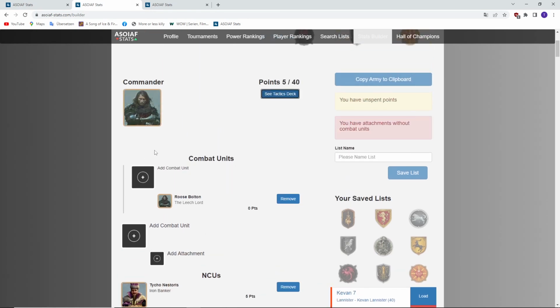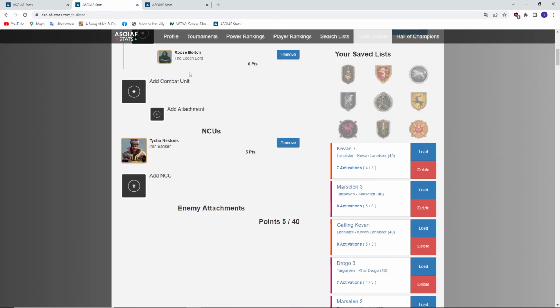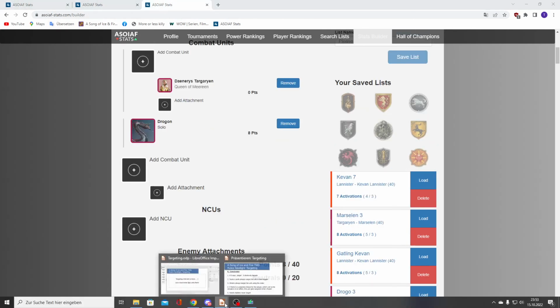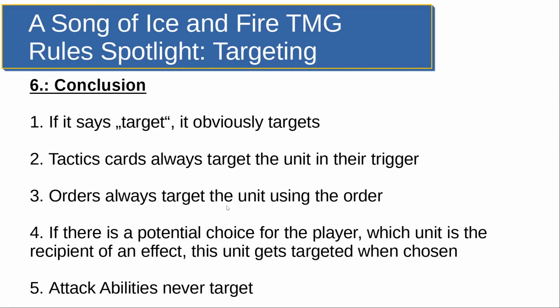So because of that, it's quite important to get it right when something is targeting, and that's maybe why there are so many discussions around it as well. So that's basically it on the topic. I hope it helps a little bit and boils it down, makes it clearer.